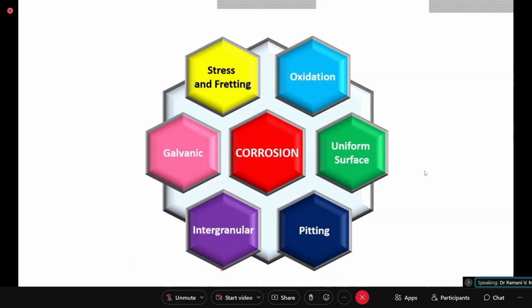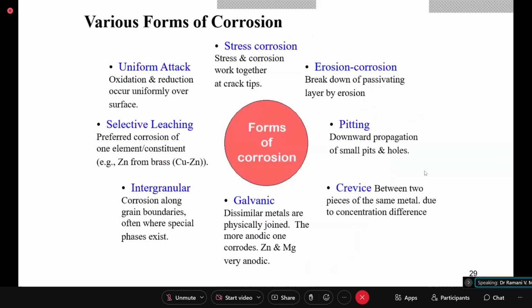Okay. So this completes the theories of corrosion. Now we come to different types of corrosion. The different types of corrosion are oxidation, uniform surface, pitting, intergranular, galvanic and stress corrosion. So one by one we will see what these corrosions are.